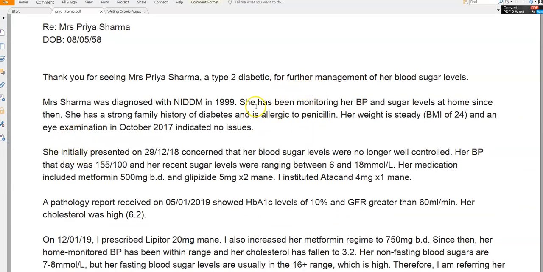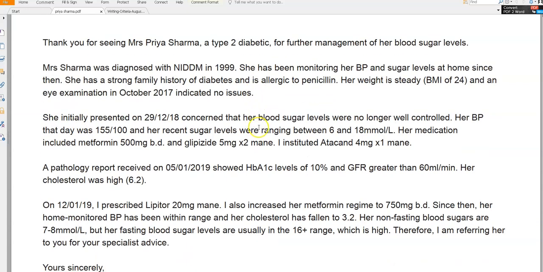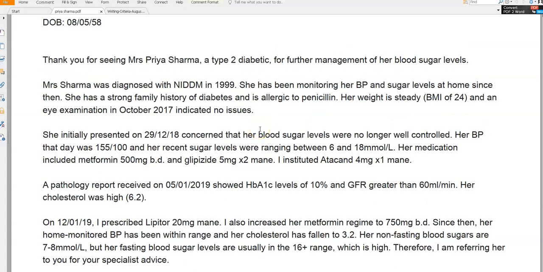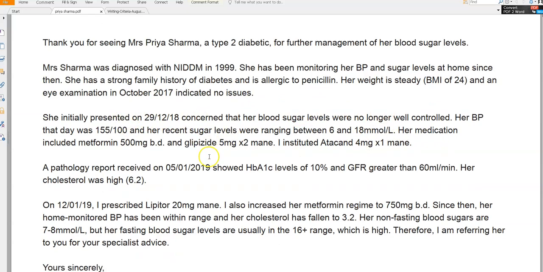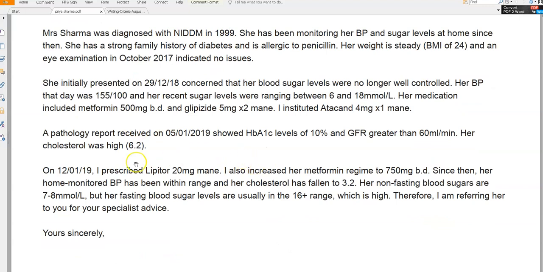Now you will notice there's no mention of what there isn't. So she doesn't do this. She doesn't drink. She doesn't smoke. So again, you don't really need to tell us, well, me or the reader, what they don't have or don't do. So this is basically the same. So you've got your history stuff, paragraph 2. You don't really need that in your introduction. So she presented, blah, blah, blah. Okay, I gave her this and that. Reports. Since then, non-fasting sugars, referring her to you for your specialist advice.